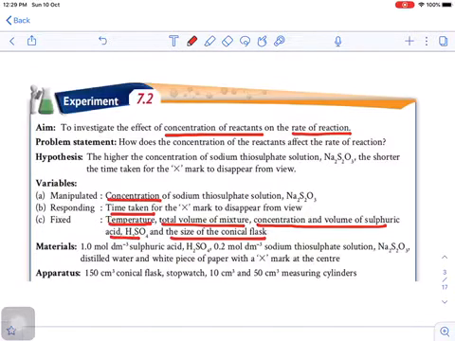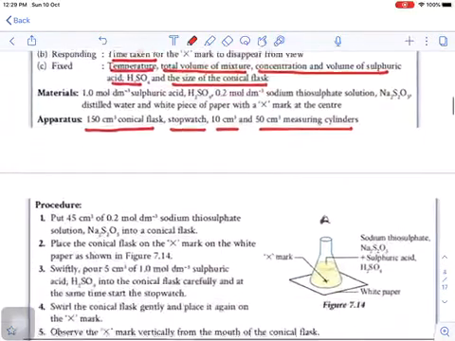For materials, we have 1.0 mol per dm³ sulfuric acid, 0.2 mol per dm³ sodium thiosulfate solution, distilled water, and a white piece of paper with an X mark at the center. For the apparatus, we use a 150 cm³ conical flask and a stopwatch. All rate of reaction experiments must use a stopwatch. And then measuring cylinders, which are 10 cm³ and 50 cm³.